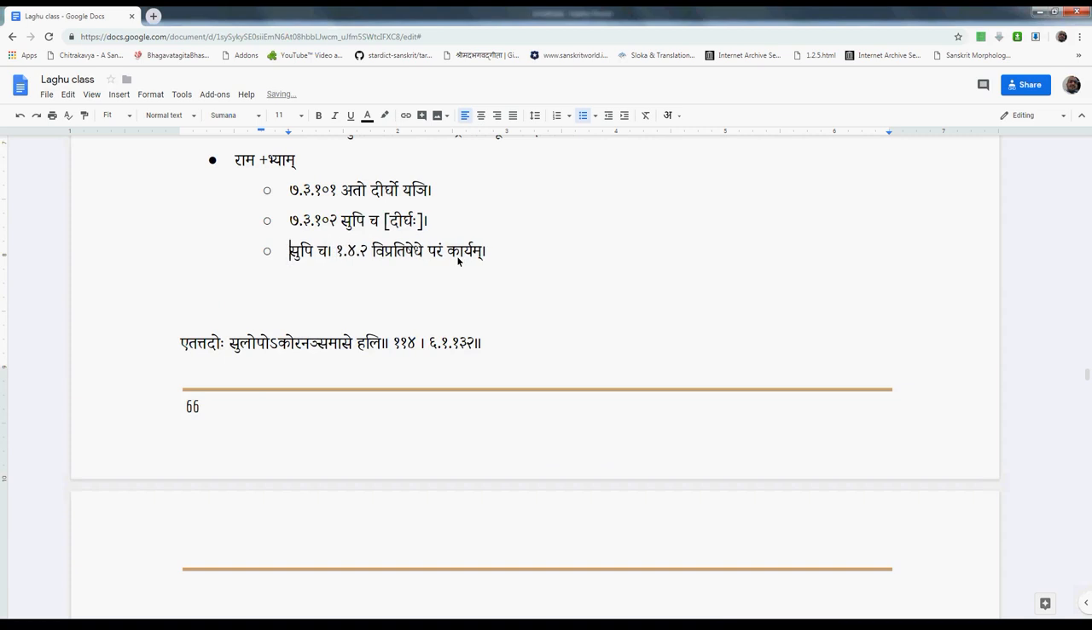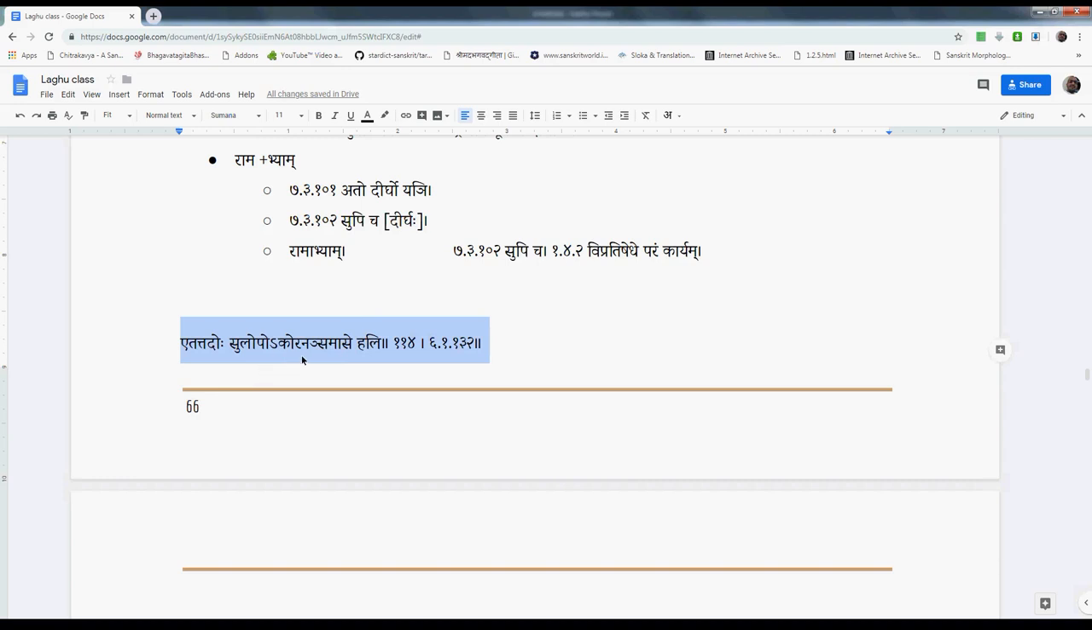Supicha. So 7-3-102 will apply here, and you will get Dirgha. Supicha Dirgha here, Ramabhyam. Okay, so this is the example for Vipratishede Param Karyam, which Laghukara does not talk about. So now this sutra is complete. Let's look at the next sutra now.